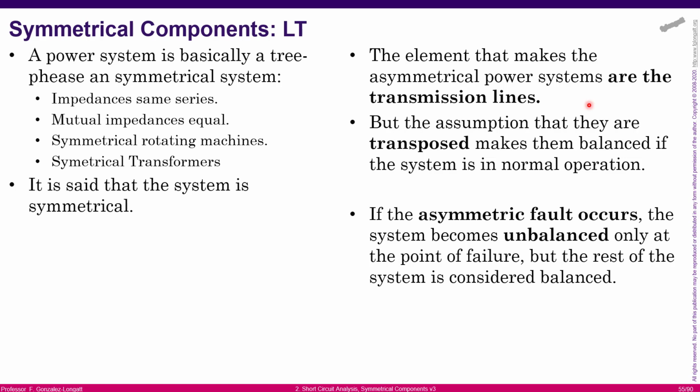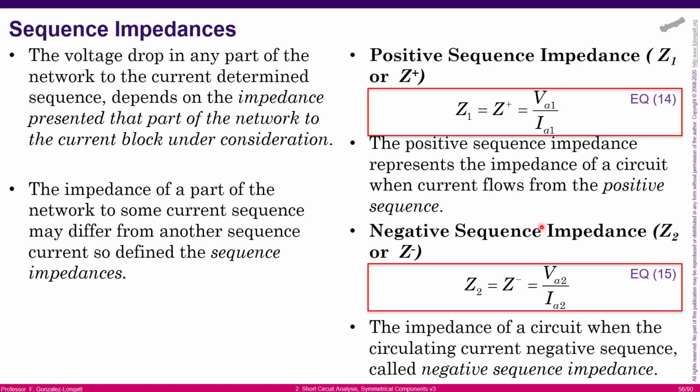negligible. Okay. But if we have an asymmetrical fault, like a single line to ground or a line to line short circuit, that is a very dangerous situation, and that is an unbalanced situation that requires the use of symmetrical components. And what I want to say, and this is very important for all of you, is that you must understand that every single device has an impedance. We use impedances to represent the behavior of any element inside the power system.